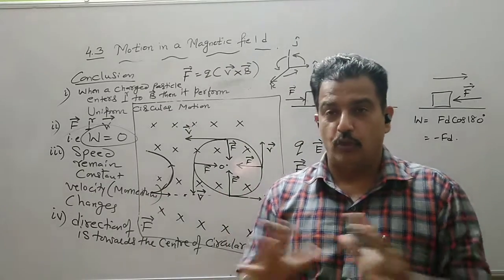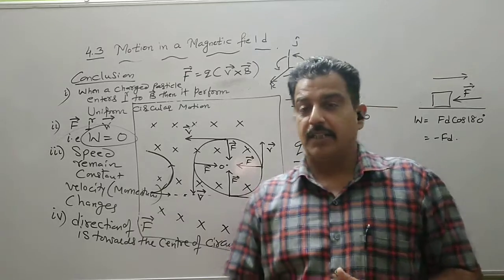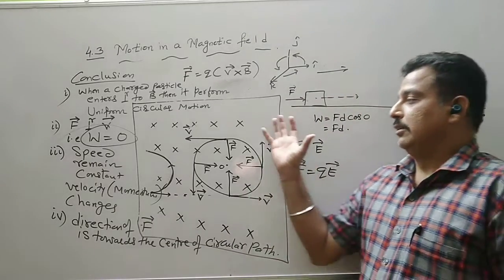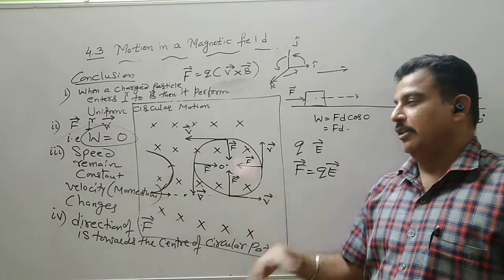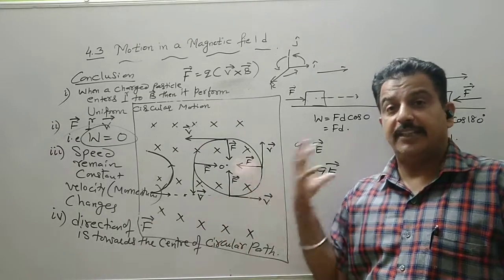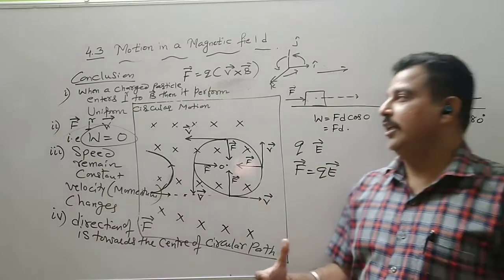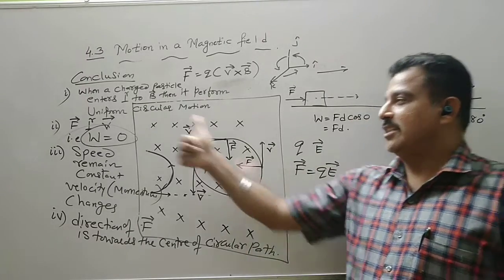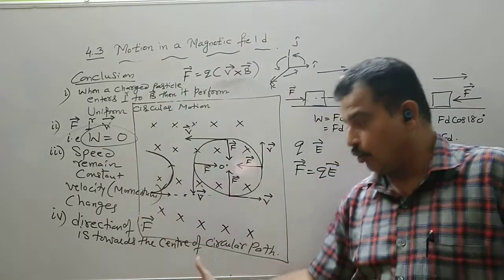In this situation, no work is done. There is no transfer of energy, simply because the work done is 0. The speed remains constant, while the velocity, that is the direction, or the momentum, changes continuously. The force at any instant is perpendicular to the V vector. So these are the conclusions.